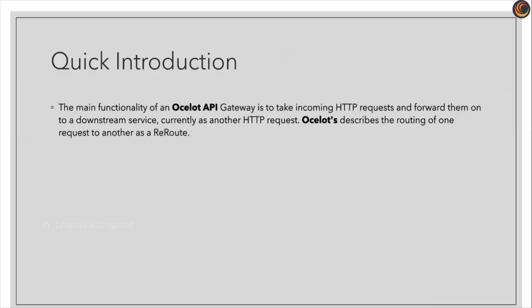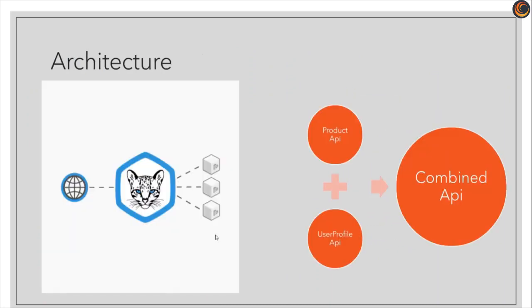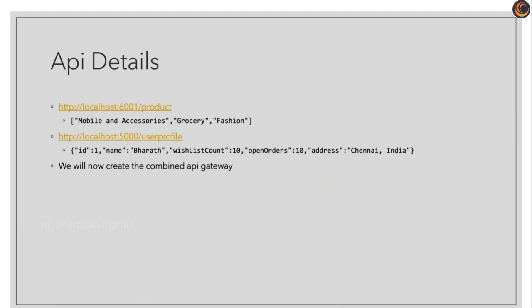The main goal of using Ocelot, among others, is to take the incoming request and forward them to downstream service. We will see what is upstream and downstream after taking a look at the architecture. In the Amazon homepage, data may be aggregated from multiple services. Let's take two services in this example. One is product, another one is user profile. We will create an Ocelot gateway to combine data from these two services and at the same time keep these services independent. I have already created product and user profile which are running in port 6001 and 5000 in my local machine. Now let us create the gateway.